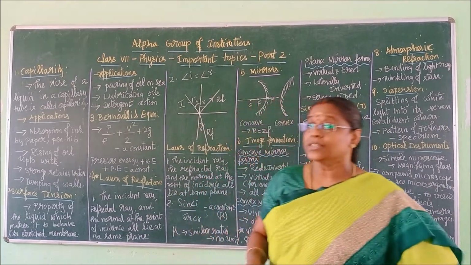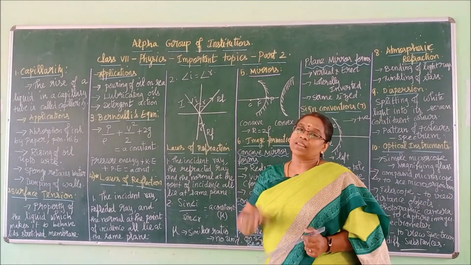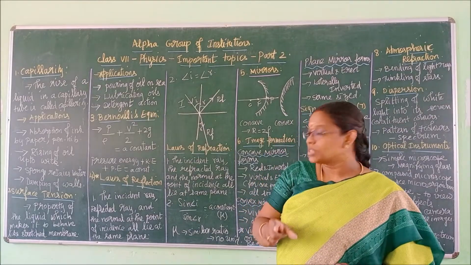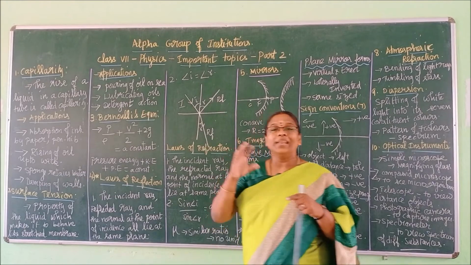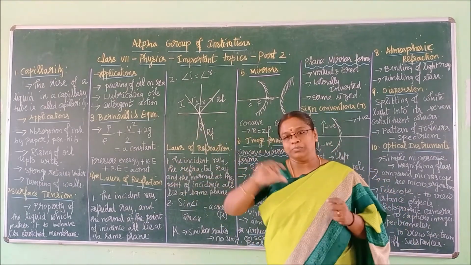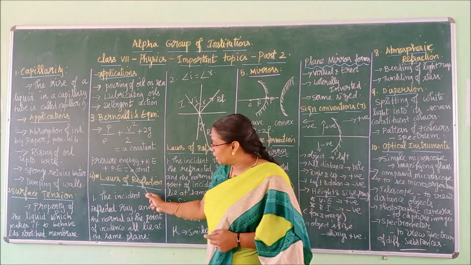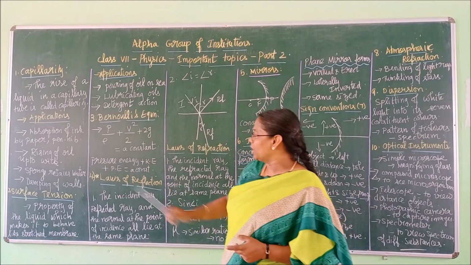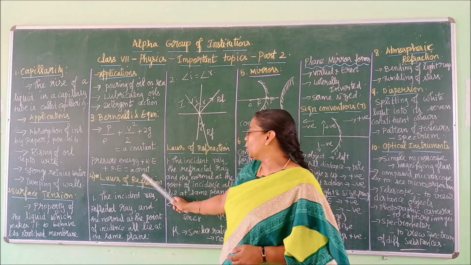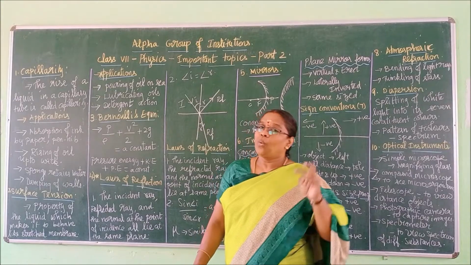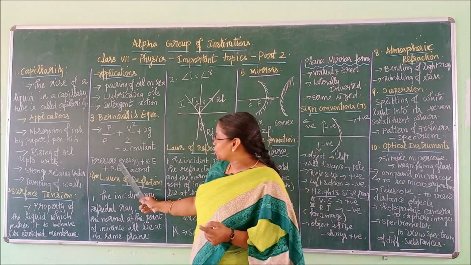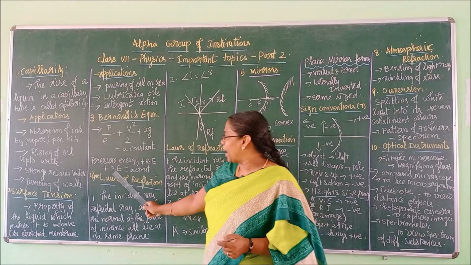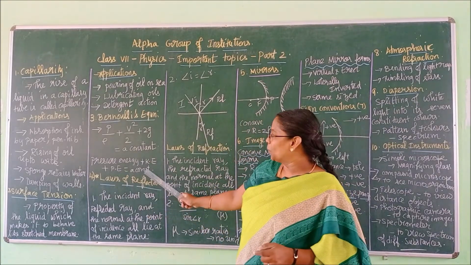Do you remember this? Bernoulli's theorem says that when a liquid flows in a tube, its pressure energy, kinetic energy and potential energy sum to a constant. What are the three components which are constant? When a liquid flows, pressure energy, kinetic energy and potential energy is equal to a constant.